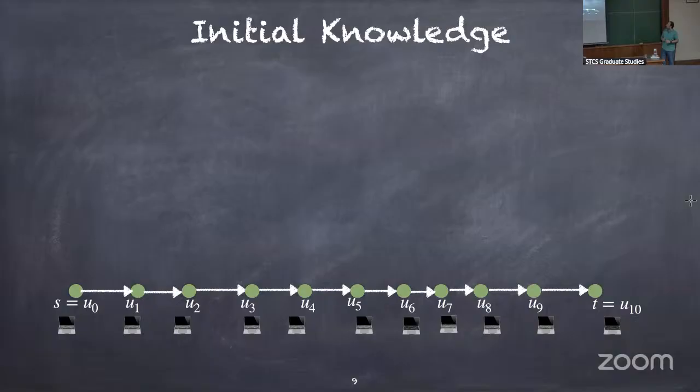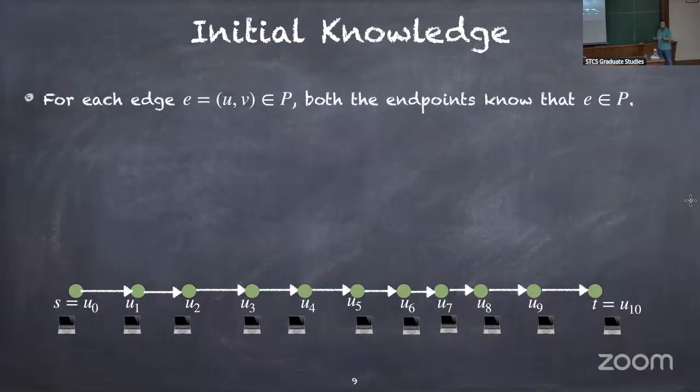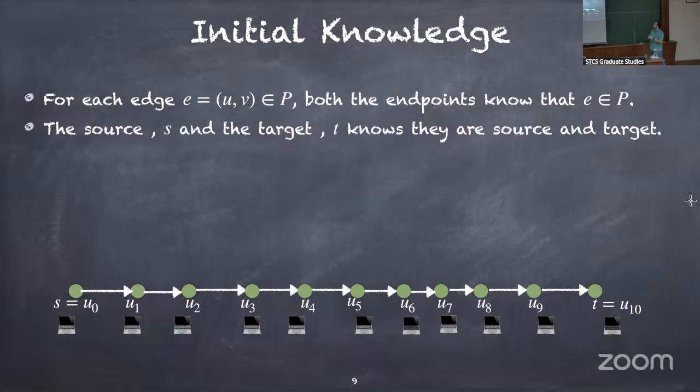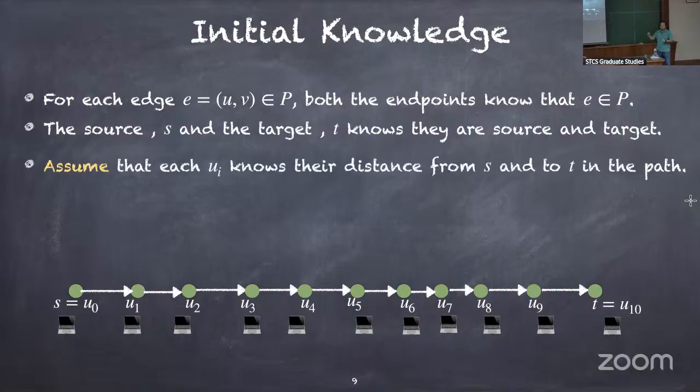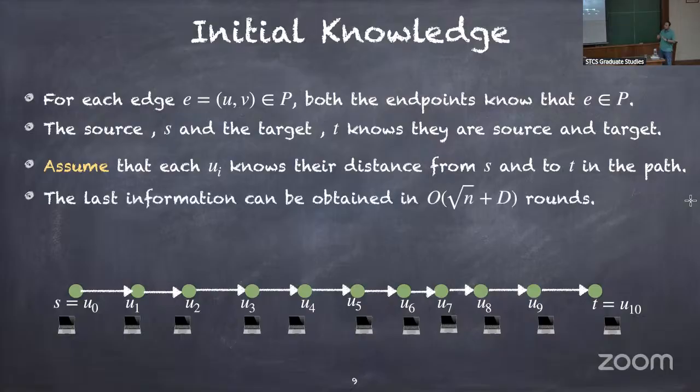For each edge e in the path, both endpoints know that this edge is in the path itself. The source and target vertices know that they are the source and target, and we also assume that each u_i knows its distance from S and to T in the path. If this information is not known, we can calculate it in sqrt(n) plus D rounds. I will not discuss how, but assume that each vertex u_i knows at which point it appears in the path.